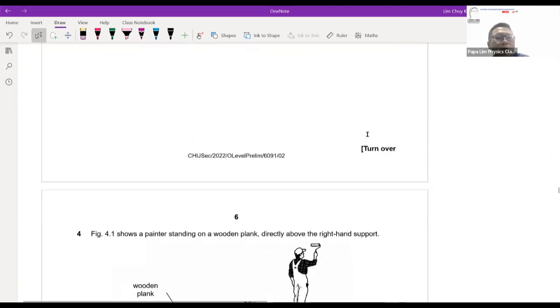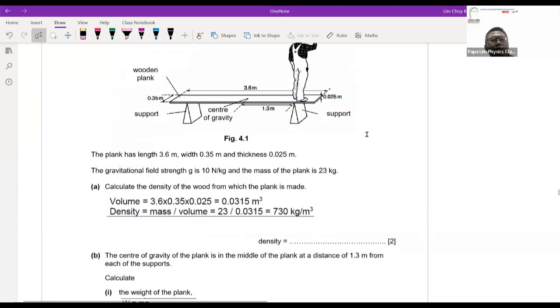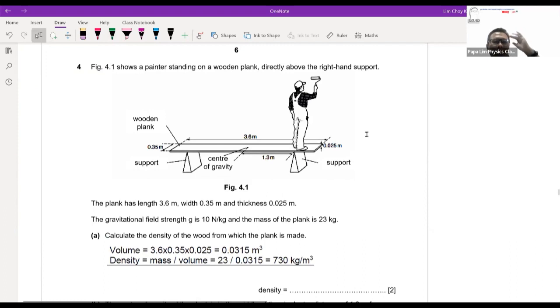Now, for the next part, question 4. We have a plank with two supports. One important thing here is that the center of gravity is here, and we are given the dimensions of the plank itself. Then we are looking at the density of the plank itself.